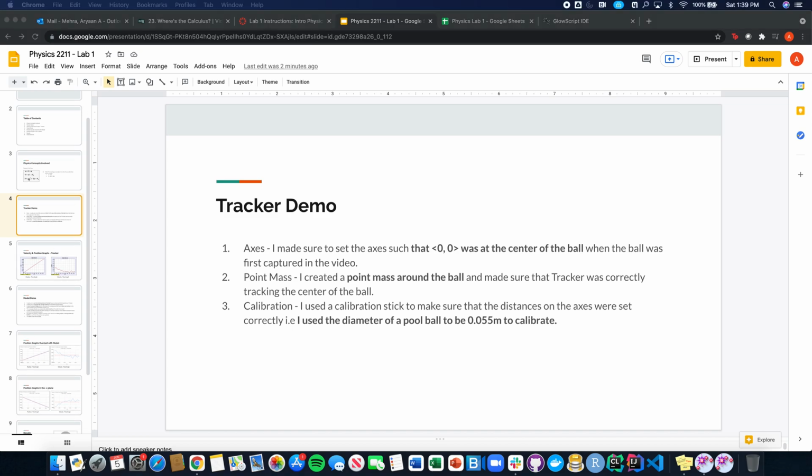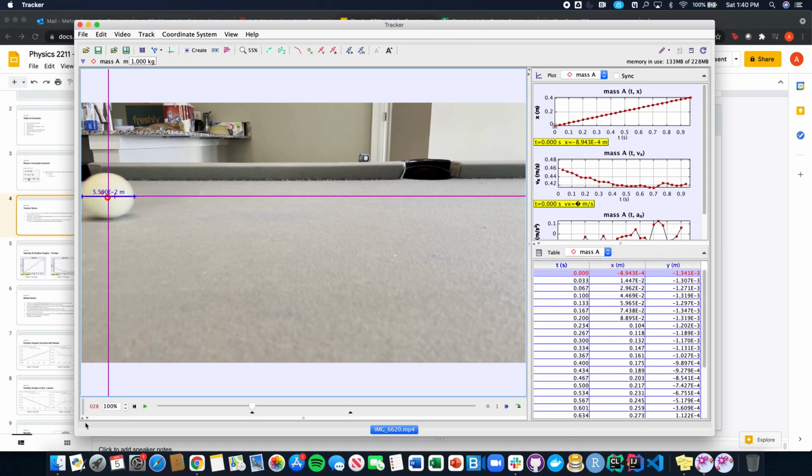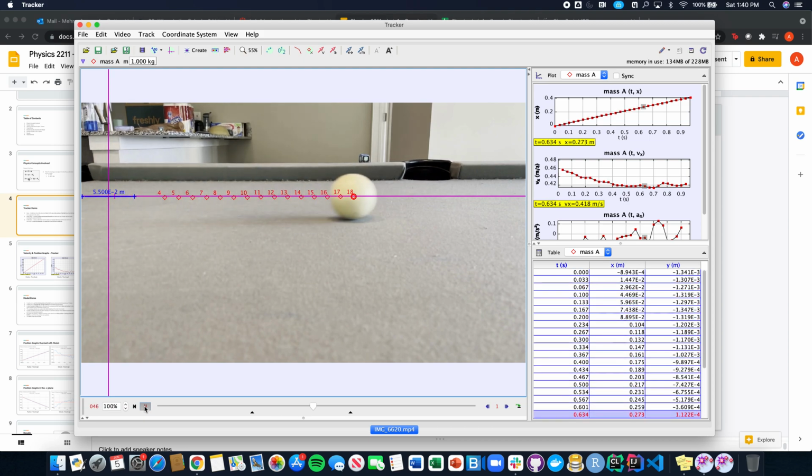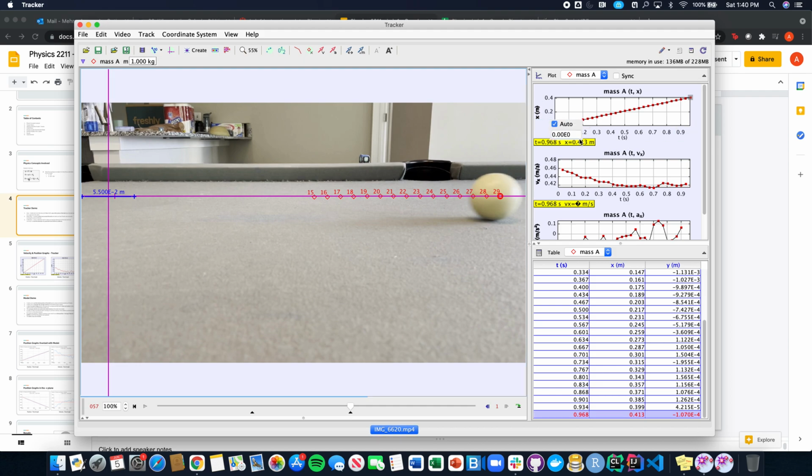In terms of the tracker demo, here we can see the pool ball moving across the pool table. As you can see, tracker takes account of each of the different positions through time, and it makes a model out of it based off the position and time graph and the velocity in the x component versus time as well. We don't need to consider the y component because the ball isn't really moving much in the y component.